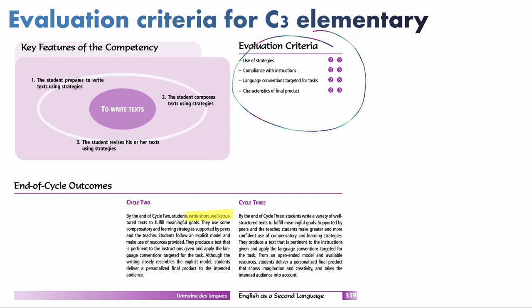So as we see here in Cycle 2, and just a reminder, that's grade 3 and 4, in Cycle 2, they write short texts that follow explicit models. So we can't go into a grade 3-4 classroom and ask students to write a paragraph in English or even a sentence in English. We have to, as teachers, do a model for them. We write a model on the board, we write a model with the class, we get the students to copy the model and fill in the blanks as needed, and then they can work with that.